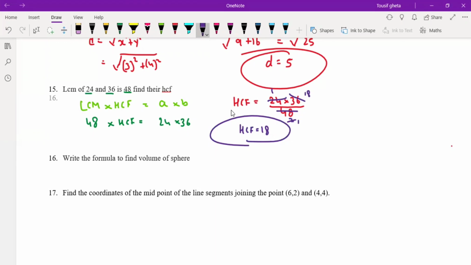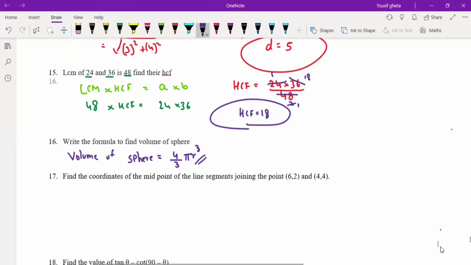Moving to the next one, they are saying to write down the formula for the volume of a sphere. So the volume of a sphere formula is 4 by 3 pi r cube. Okay, very well.